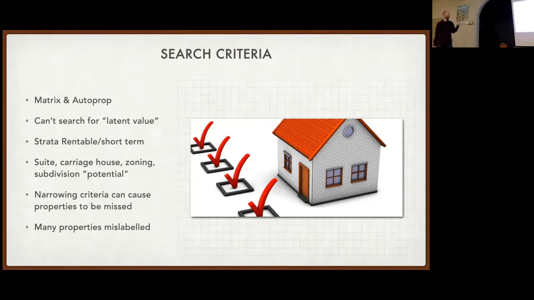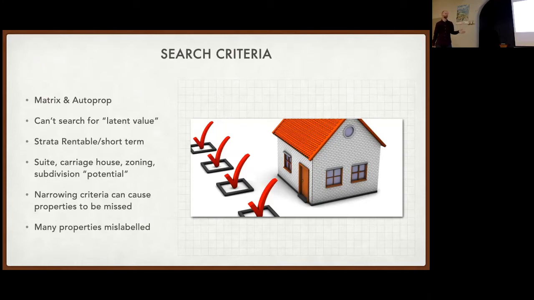Latent values such as suite, carriage house, zoning, subdivision potential, I can't search for. So if it has an empty basement that could have a suite put in, that's not a box I can check on my search criteria. If it has a corner lot and it's a big lot and there's room to put a carriage house in the back, that's not something I can search for. I can look at properties and tell you, yes, you could, or no, you couldn't, or you likely could, or likely couldn't, but it's not something I can set up in an actual search.